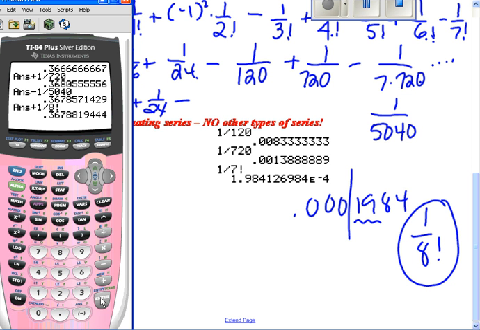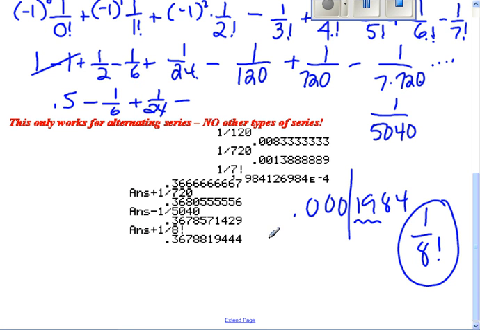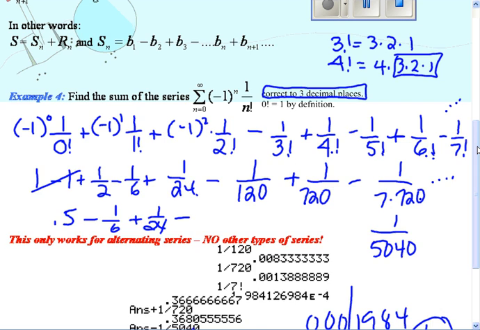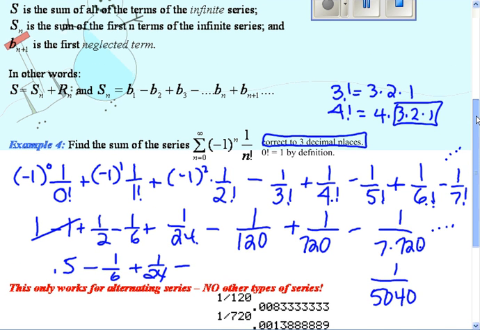Yeah, it's 0.367, because even when you do minus 1 over 9 factorial, it's only going to affect the outer places. It's only going to affect stuff out here. Nothing in here, so it stays. So this is the only one that works this way. You can't do this with the other ones. The alternating series is the only one that you can do that. So you just write it out until the 3 decimal places don't change.